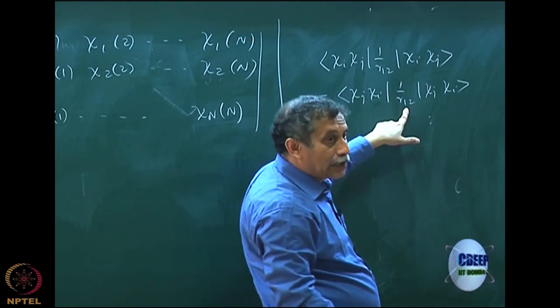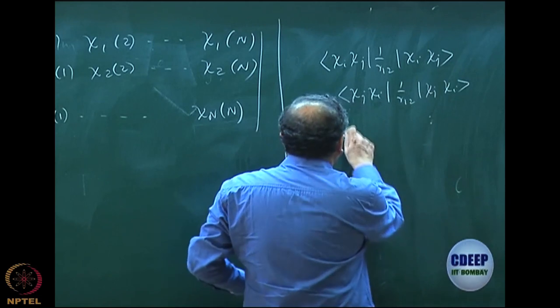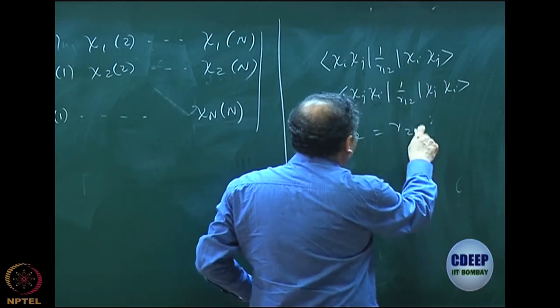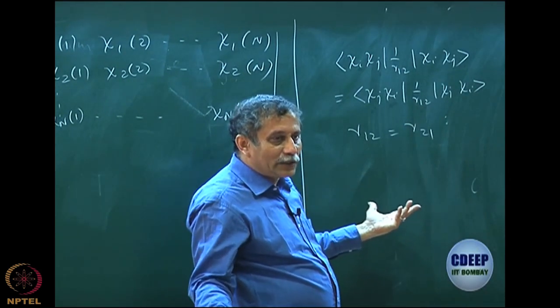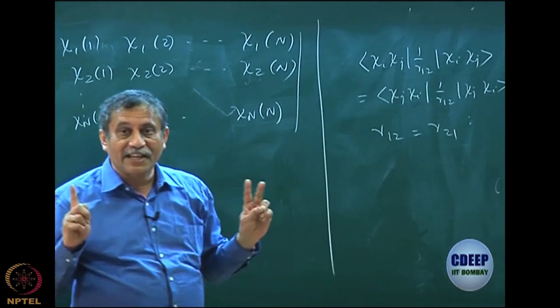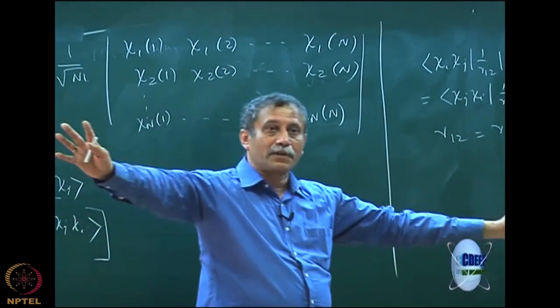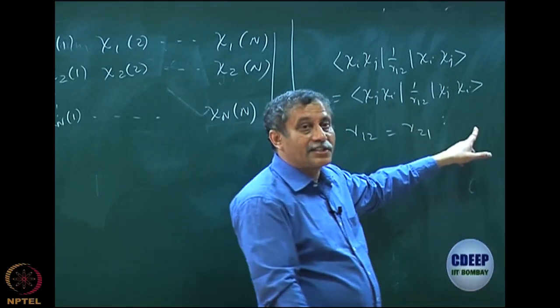But then you will say that this also has to be interchanged, which is correct. I can make r 1 2 equal to r 2 1. So, if I interchange this, it is actually identical. That is the reason this symmetry is there, not because i and j can be interchanged. Remember, chi i and chi j are different spin orbitals, but the symmetry comes because the coordinate interchange is assumed.